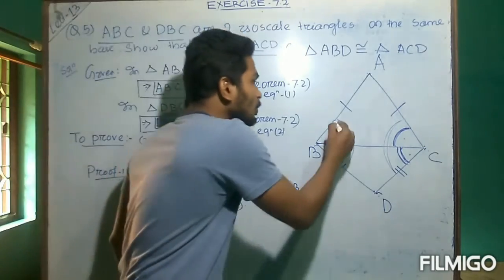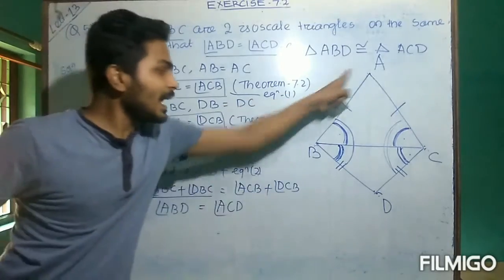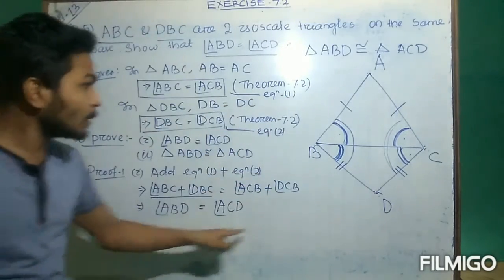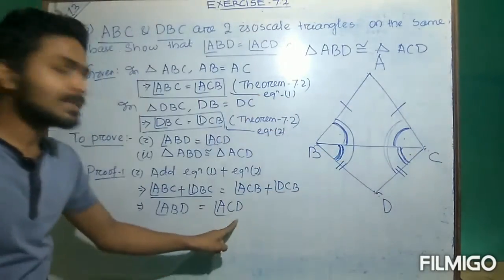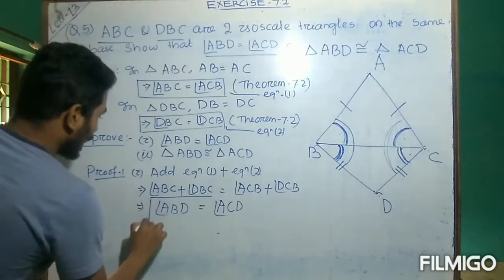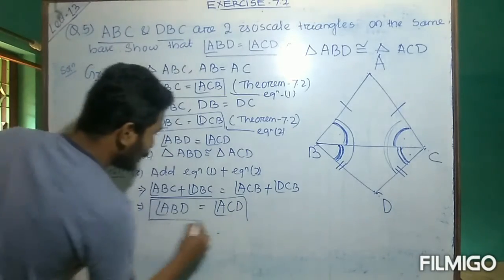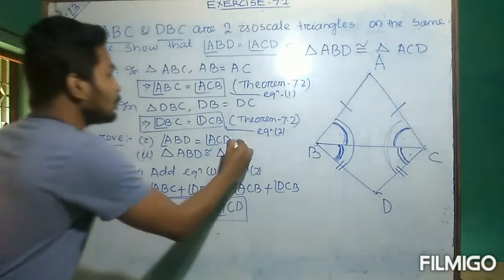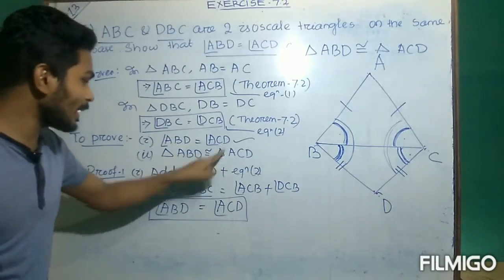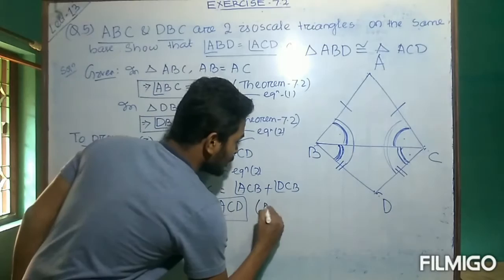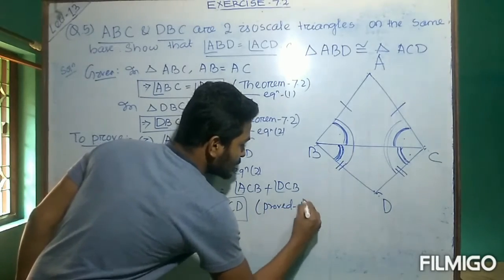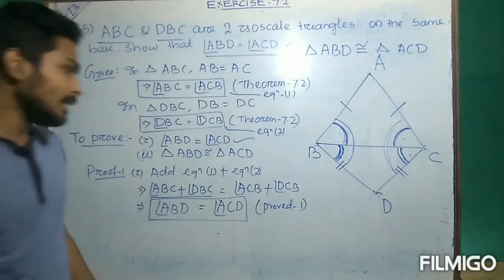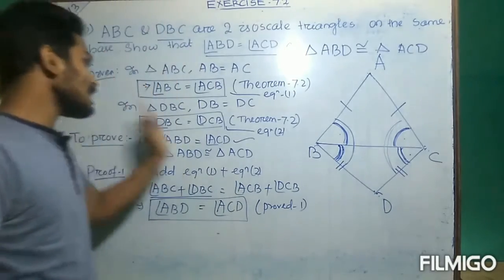Understood? So what we have found? We have found that this angle ABD is equal to ACD. Understood? And we have found and proved the first statement that we need to prove: angle ABD is equal to angle ACD. This is the proof for statement 1. Clear? Moving to the second proof.